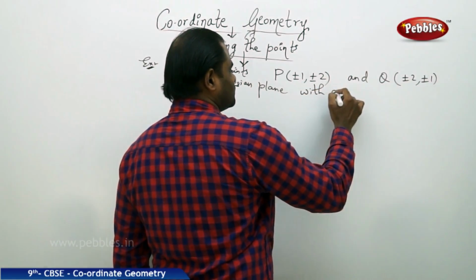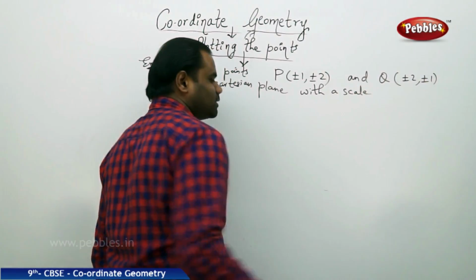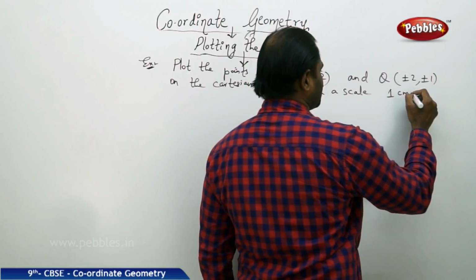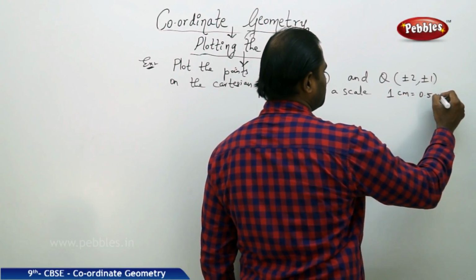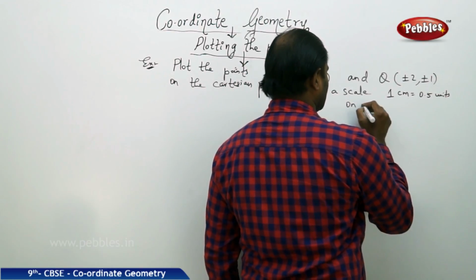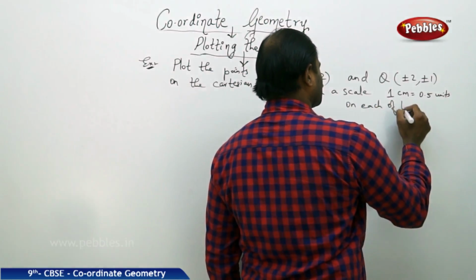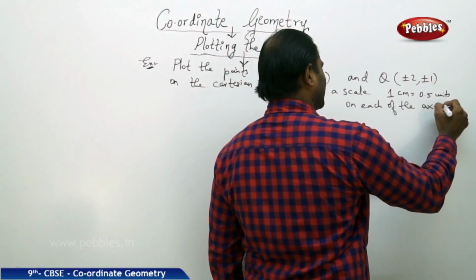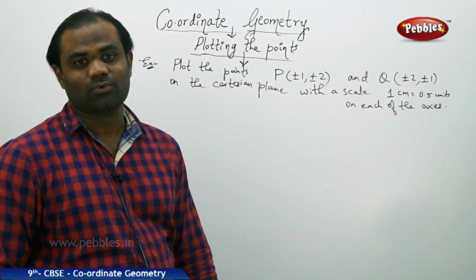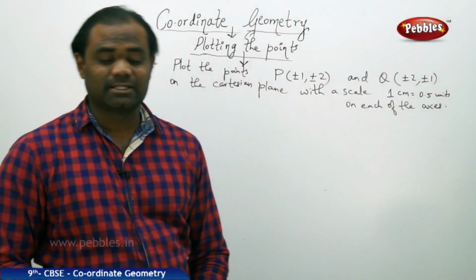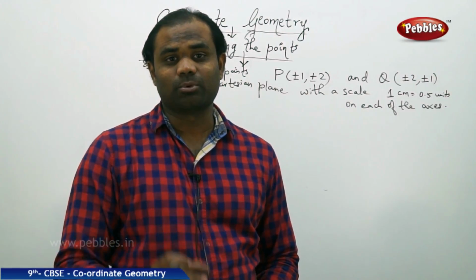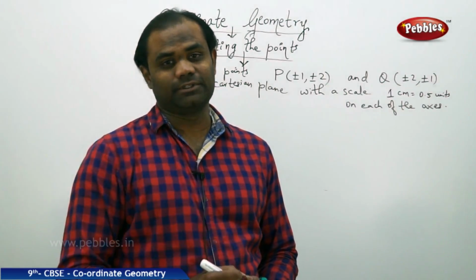provided that the given condition is with a scale 1 centimeter equals 0.5 units on each of the axes. On each of the axes is what is given in the question. So let's see how we can do this problem through the scaling concept and locating the points exactly on the graph sheet.